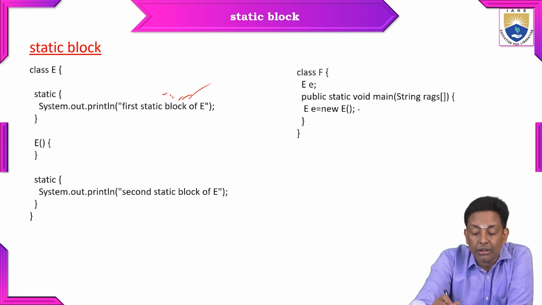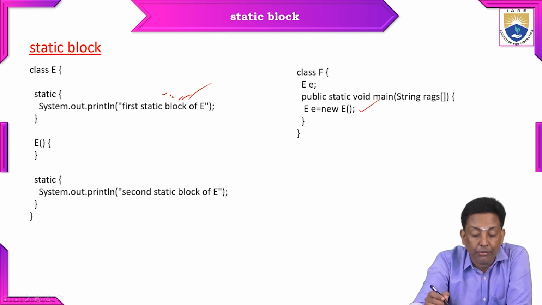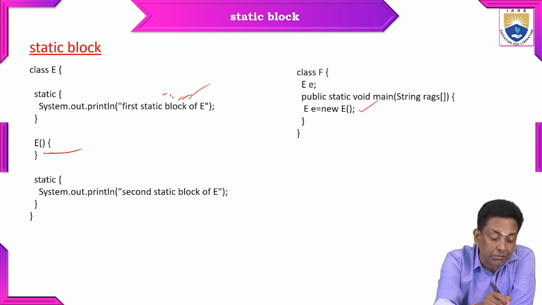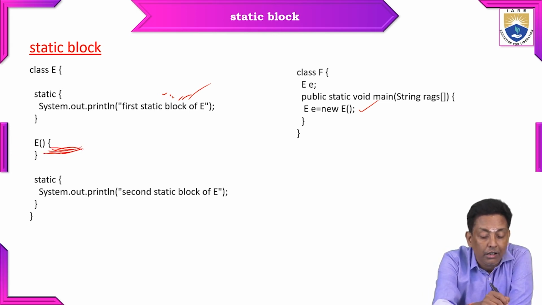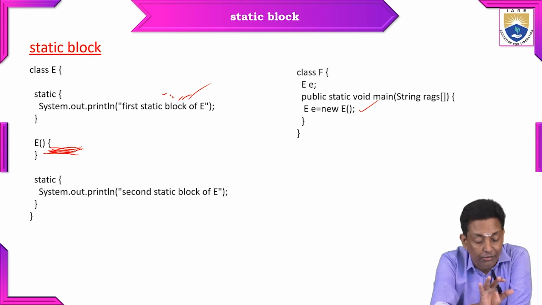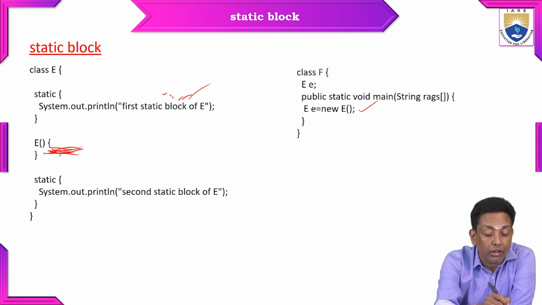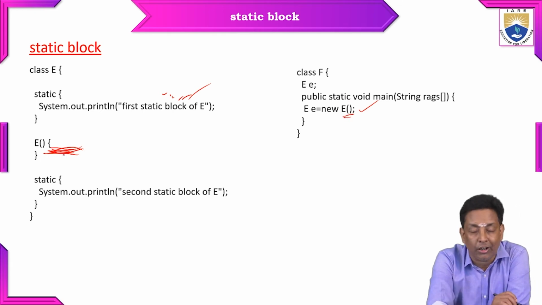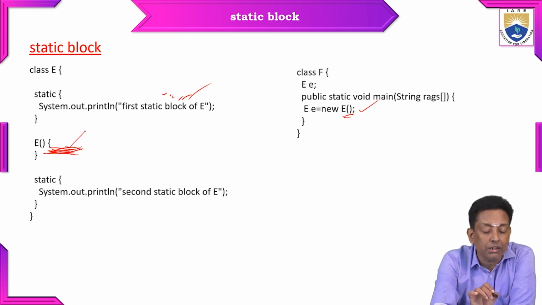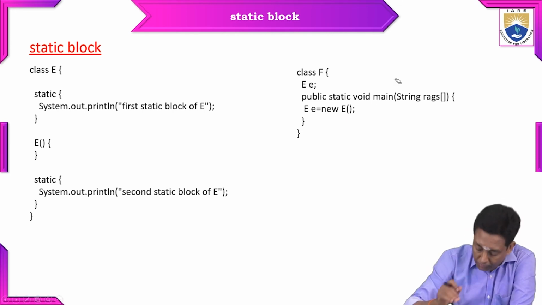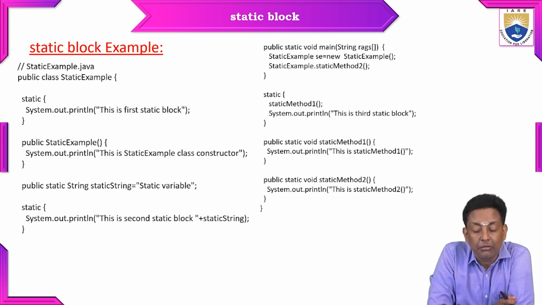In the E class constructor also, you write one statement for better understanding. When you create an object of the E class, even before executing the statements written in the constructor, all the static blocks' code will execute first, and then the constructor execution takes place. We'll see this with one more detailed example.